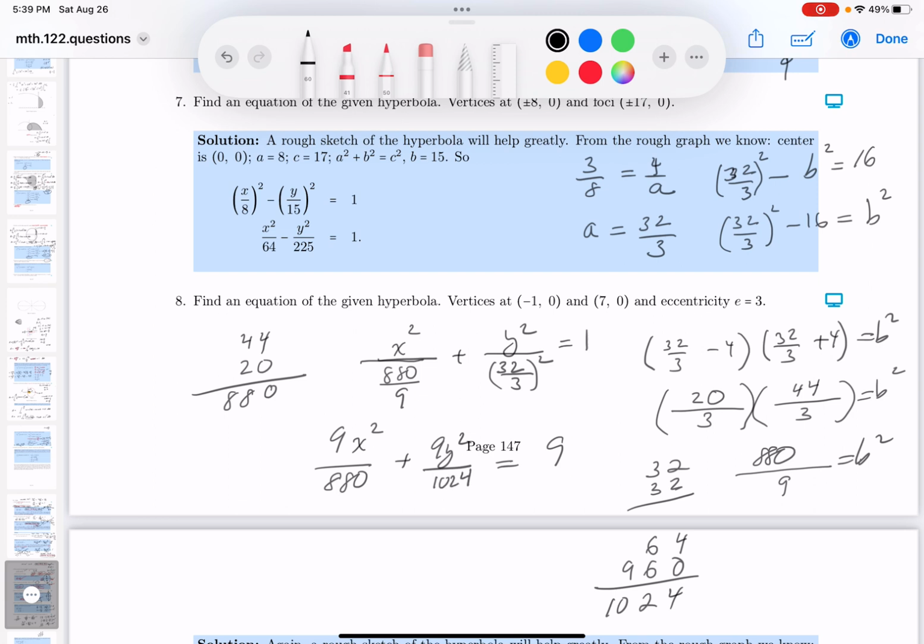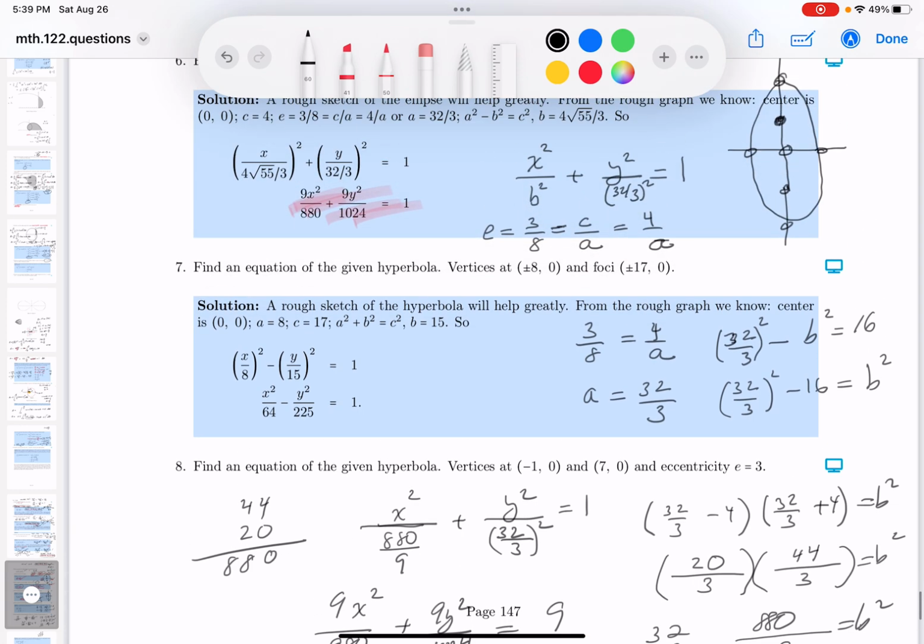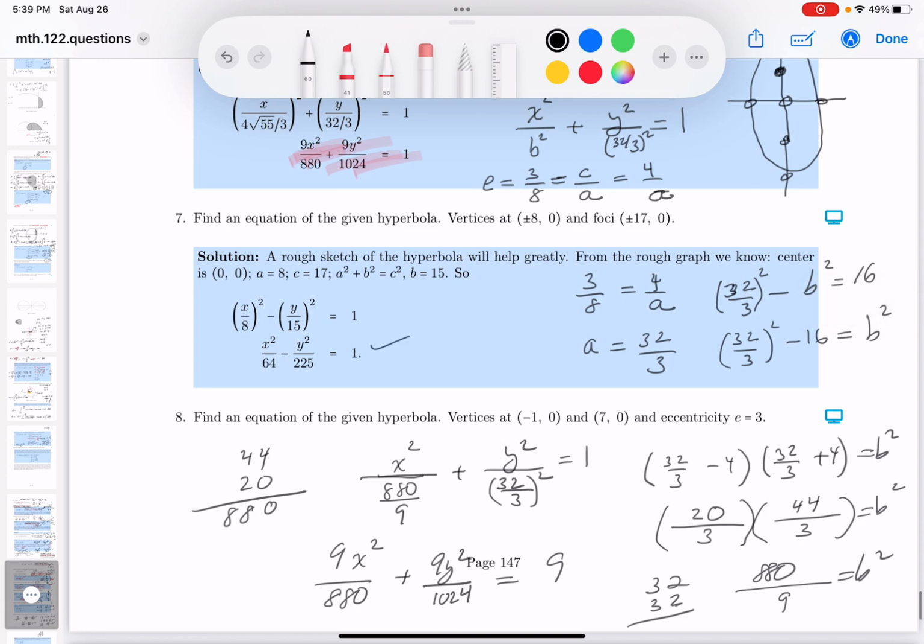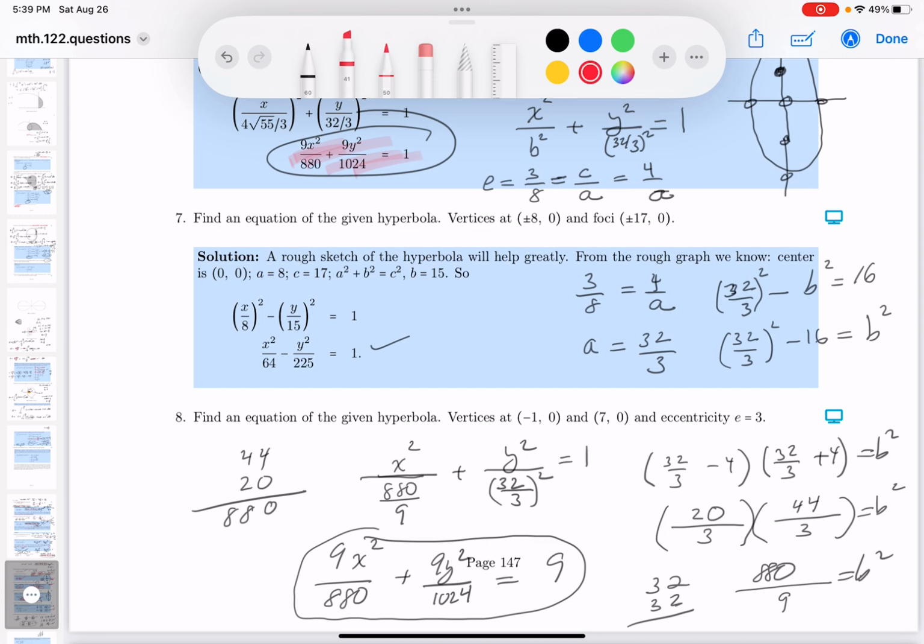And I think... Oh, I'm looking at the wrong answer. I was wondering. I was looking at this saying, how could that be? So I'm looking at this one over here. Sorry about that. Happens to be, I look at the wrong K. 9x squared over 880, which I would say that's why I'd write it down. 9y squared over 1024. Oh, I see an error in my K. This should be the number 9 here, and I'll correct it. All right? Thank you.